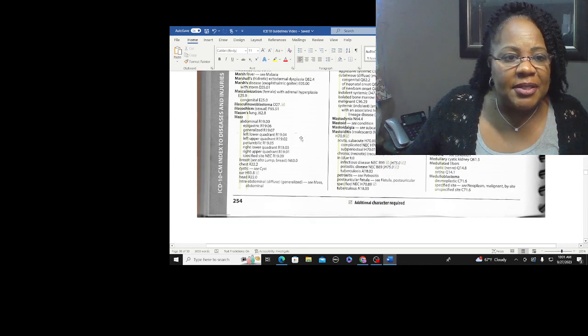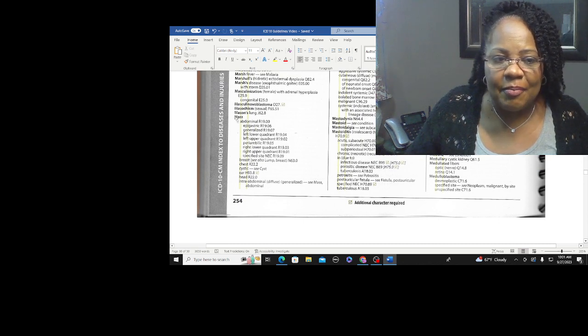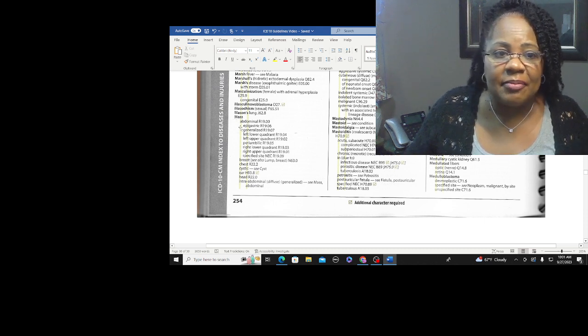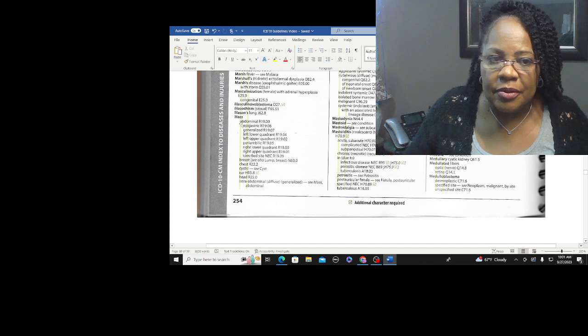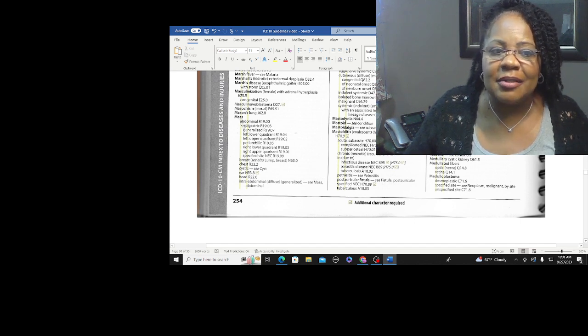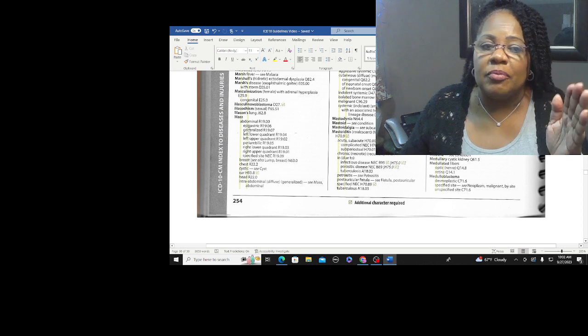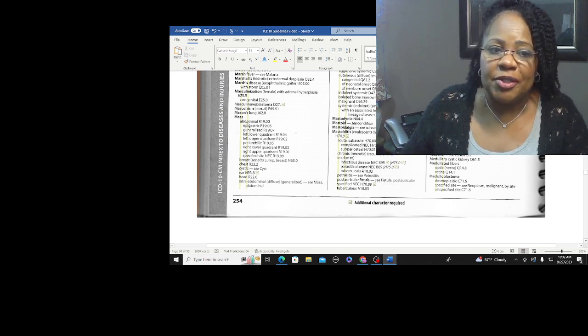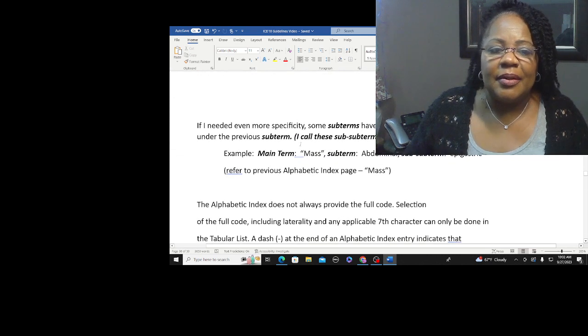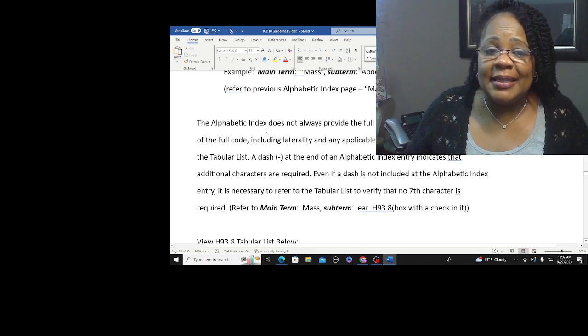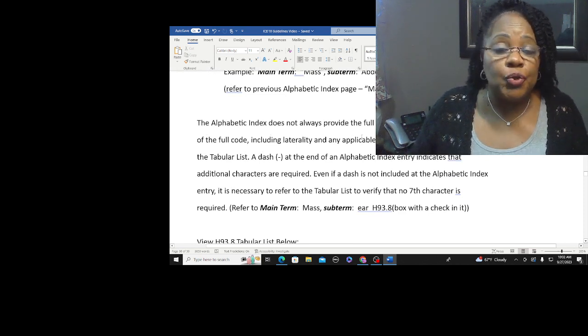So when I go to the previous here where it had mass and then subterm abdominal, notice mass is bold print, flush left, starts with a capital letter, main term mass, subterm indented, starts with the lowercase, regular print, abdominal, but I'm identifying it as epigastric, where I'm giving you a sub-subterm. It's further indented underneath the first subterm. There's the epigastric, R19.06.